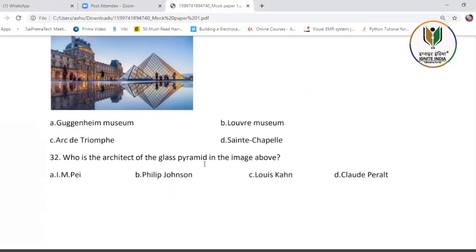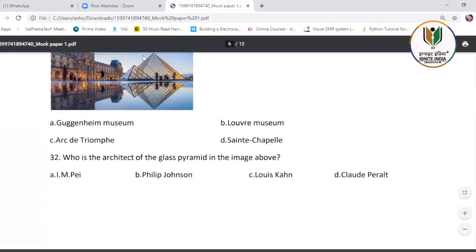Next question is, who is the architect of the glass pyramid in the image above? Here, see, this is the glass pyramid. Okay. This is designed by I.M. Pei. He's a very famous architect. Incidentally, the Louvre Museum is designed by someone else. It's an older design. In front of that, this is a newer design. This is designed by I.M. Pei.